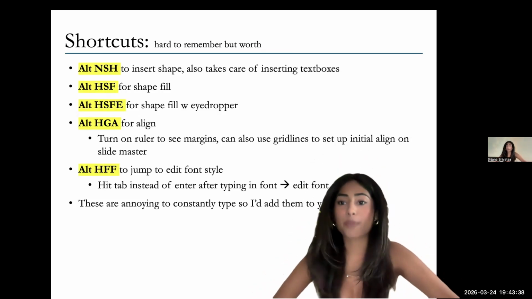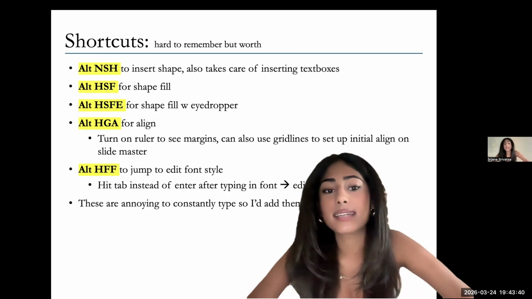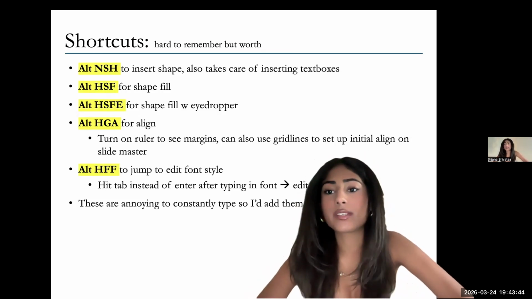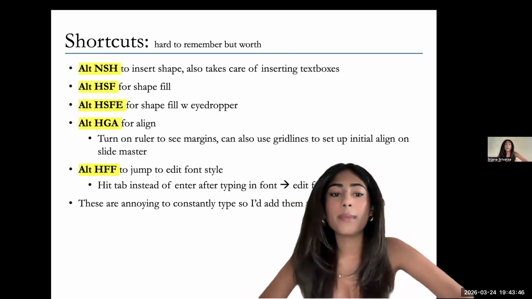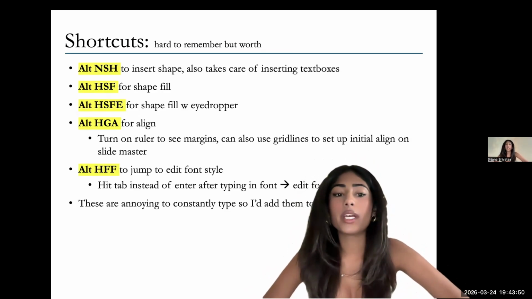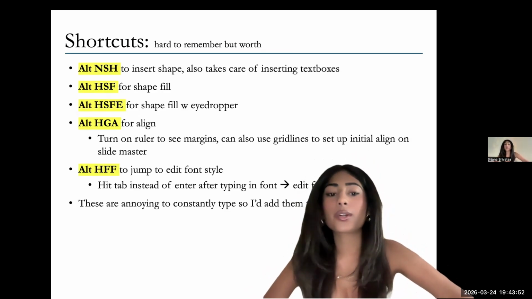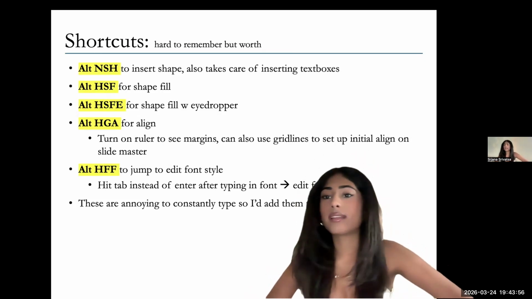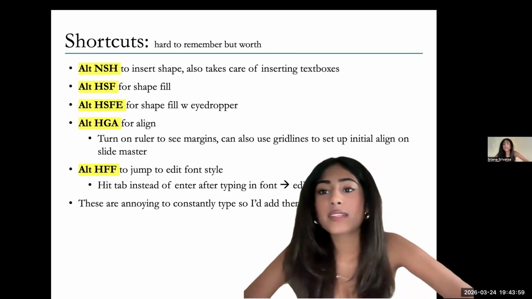Alt-HGA is probably the most important one on this slide. It's the align function. So you definitely should put this in your quick access toolbar. And you would do Alt-HGAC for center or something like that. When you're setting up your slide master, you want to turn on the ruler to see the margins. And you can also use grid lines to set up the initial alignment on the slide master. This one is super useful.